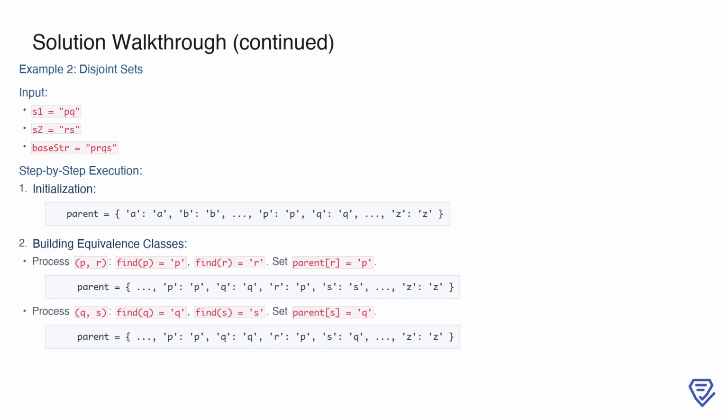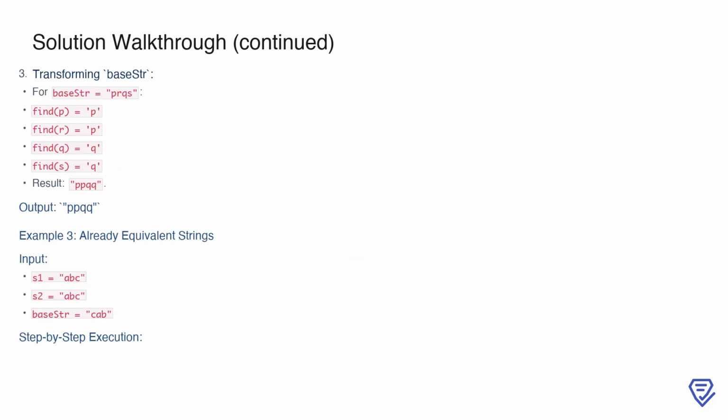At this point, we have two disjoint equivalence classes, one where P is the parent of R, and another where Q is the parent of S. To transform base str, we determine the smallest equivalent character for each letter. For P, its parent is P, and for R, its parent is also P. Similarly, for Q, its parent is Q, and for S, its parent is also Q.